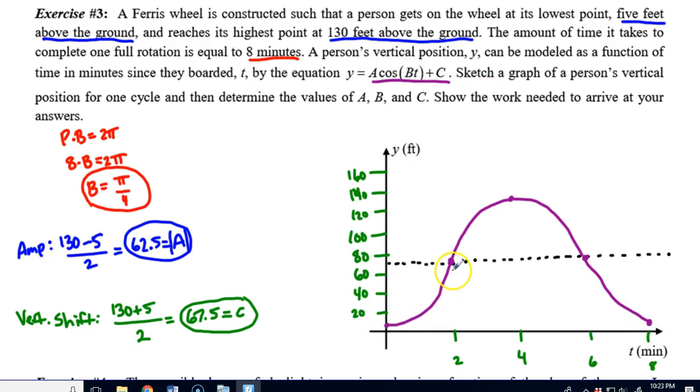And again, it's always broken up into fourths. If you start at a minimum, you get back to a minimum. Max is in the middle, and you hit the midline in between the mid and the max.